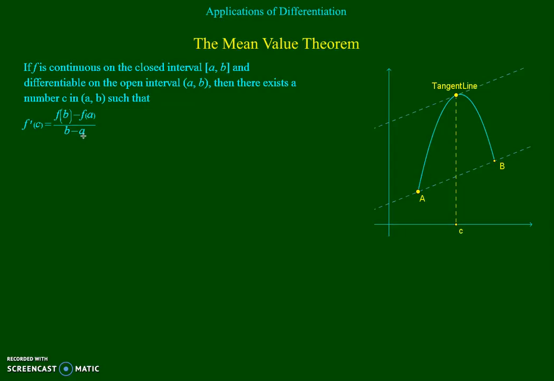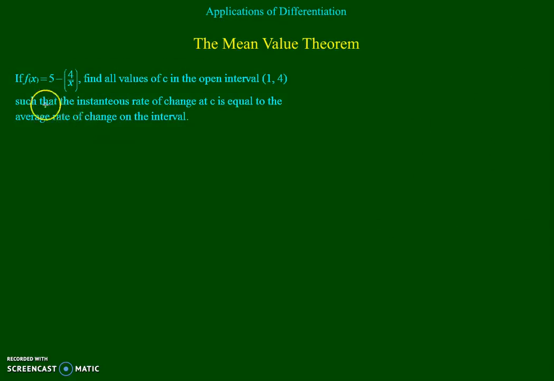So let's go ahead and see how this theorem applies. Here we're told if f of x equals 5 minus 4 over x, find all the values of c in the open interval 1, 4 such that the instantaneous rate of change is equal to the average rate of change on the interval. So our first order of business is going to be to determine, does the mean value theorem apply? First condition, the function has to be continuous on the closed interval. Well, you can see that this function is discontinuous at x equals 0. But fortunately, 0 is outside our interval. So yes, in fact, this function is continuous on the closed interval 1 to 4.